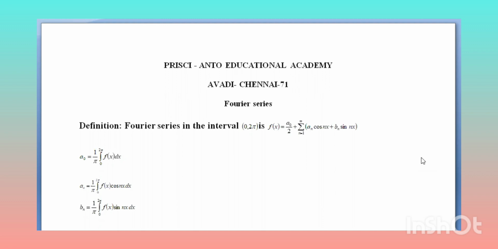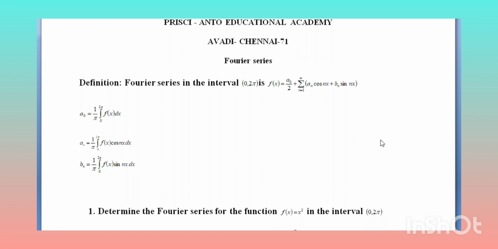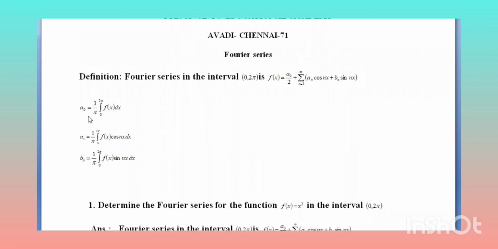So the definition of Fourier series in the interval 0, 2 pi: f of x is equal to a naught by 2 plus summation n equal to 1 to infinity an cos nx plus bn sin nx, where a naught is equal to 1 by pi integral over the limit 0 to 2 pi f of x dx. An is equal to 1 by pi integral over the limit 0 to 2 pi f of x cos nx dx. Bn is equal to 1 by pi integral over the limit 0 to 2 pi f of x sin nx dx.